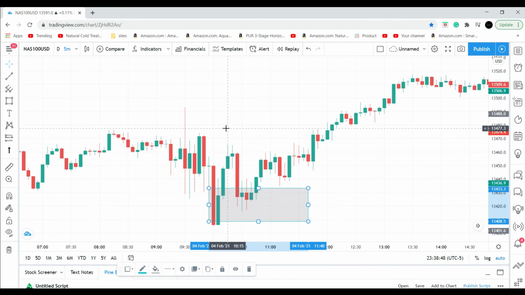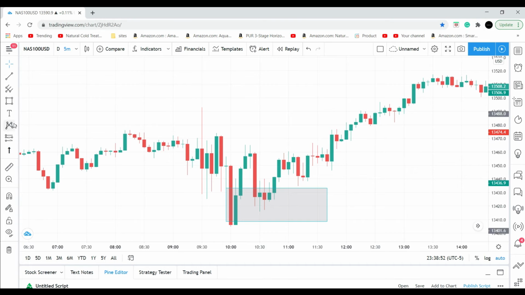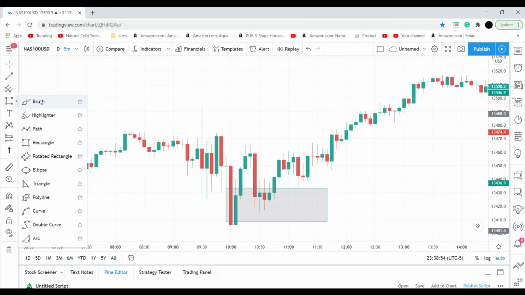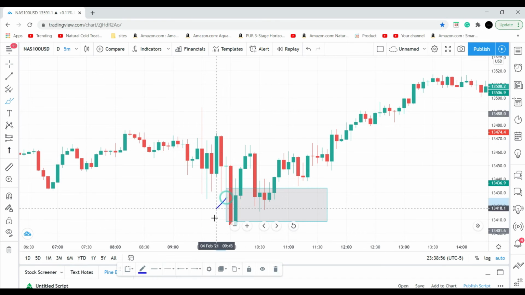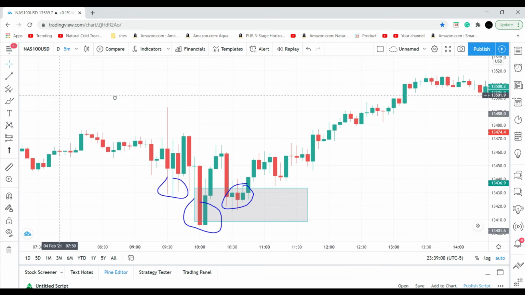Okay, but not only that, what do we have right here? We have an inverse head and shoulders. So let me show you that real quick. So I love these right here. When we have an inverse plus demand, okay, that is a powerful signal, something that you could definitely use when it comes to your trading.